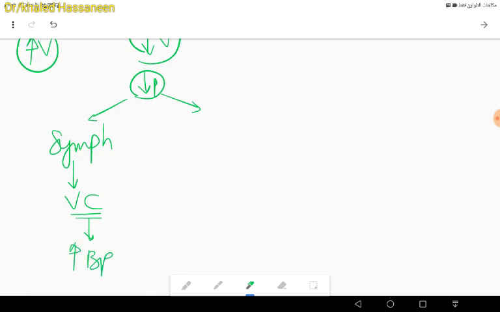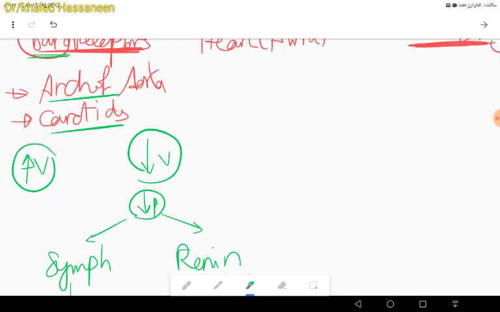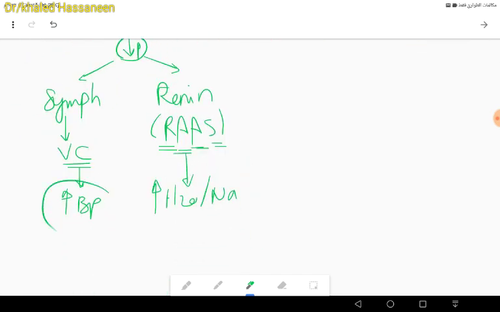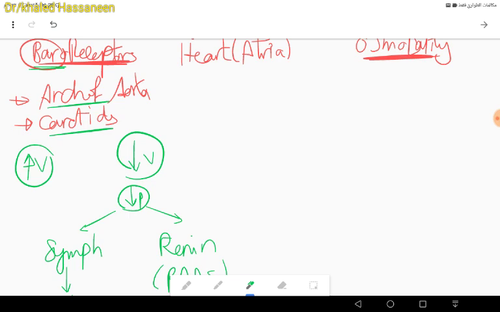And they also stimulate the kidney to secrete renin, and renin has something to do with the RAS system, which is the renin angiotensin aldosterone system, and this at the end leads to sodium and water retention. And hence the problem is solved, because these two mechanisms, vasoconstriction increasing blood pressure, and increased water and sodium retention, increase the volume of the plasma.